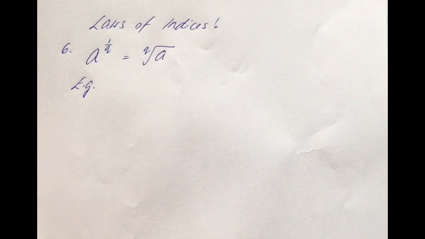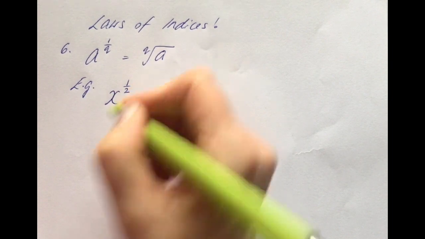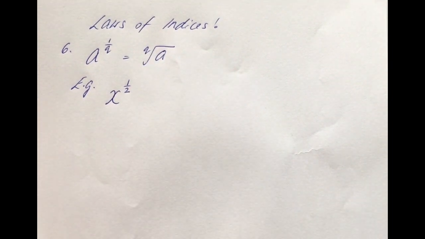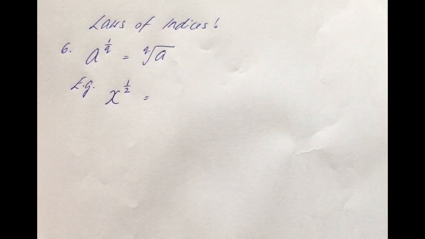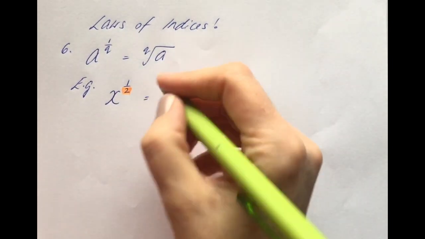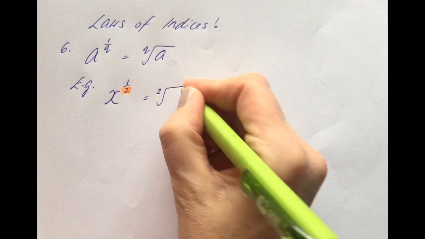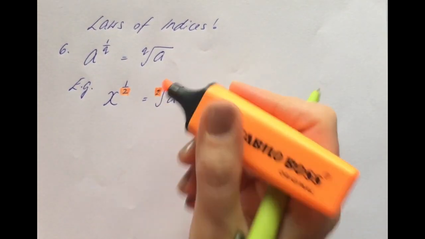Let's say you have x to the power of a half. Straight away you spot that you've got a fraction. Immediately in your head you should be remembering that it's going to be a root. And because it's a 2 on the denominator, that means it's going to be the square root of a. That's the way we describe that.